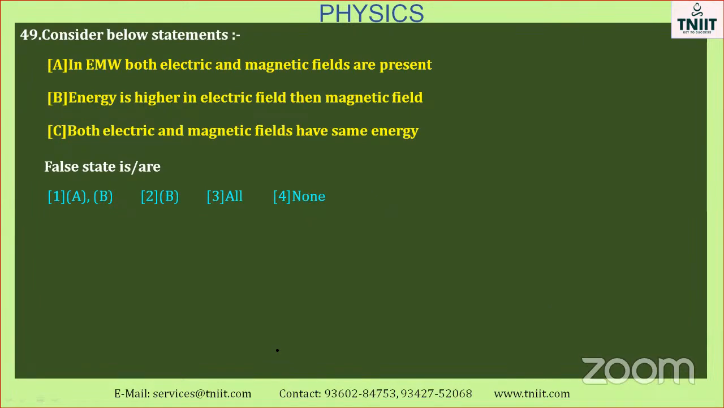Consider the below statements. In electromagnetic waves, both electric and magnetic fields are present. Okay. Energy is higher in the electric field than the magnetic field. Wrong, actually. Both electric and magnetic fields have the same energy. Yes, option 2. Whatever the energy is there between the electric field and the magnetic field, it will be shared equally. So option B is the wrong answer.